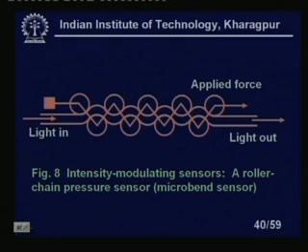This is an example of an intensity modulated roller chain pressure sensor. If the chain pressure is higher and higher, as in the pressure and force sensors we have discussed, there is more and more bending of the light beam. Obviously, less light will be received at the end. That can be calibrated in terms of the pressure, so the chain pressure can be calculated by looking at the intensity of light at the receiving end.